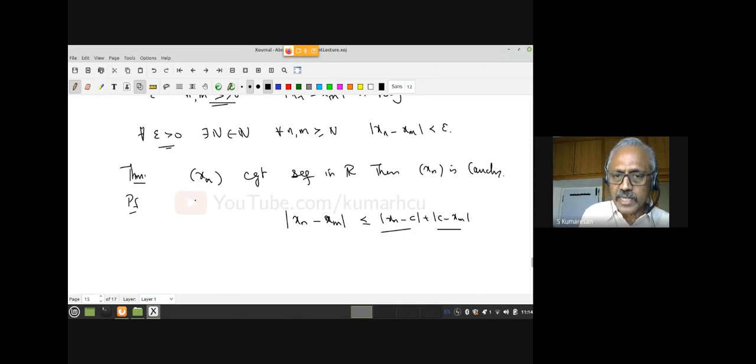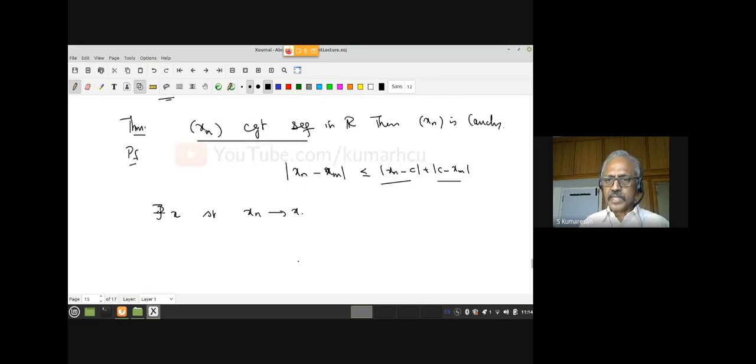Now let's go back to the hypothesis. What did the hypothesis say? The hypothesis said xn is convergent. What does that mean? That means there is a real number x so that xn converges to x. Right? Now we can make everything quantitative. So I wanted to show xn is Cauchy, so let epsilon positive be given. I have to find a natural number capital N, so that for every n and m greater than or equal to capital N, mod xn minus xm is less than epsilon.